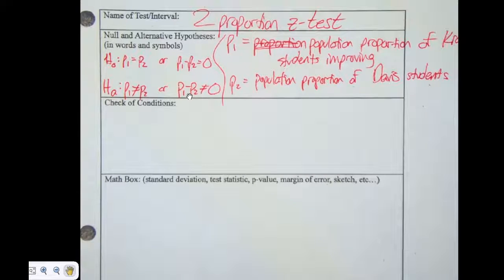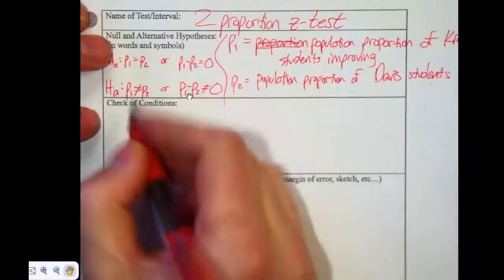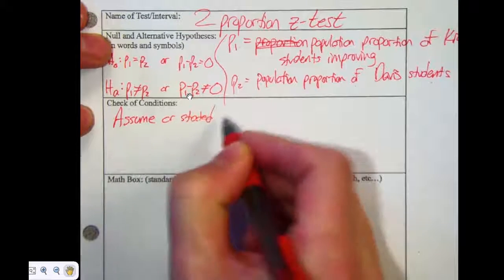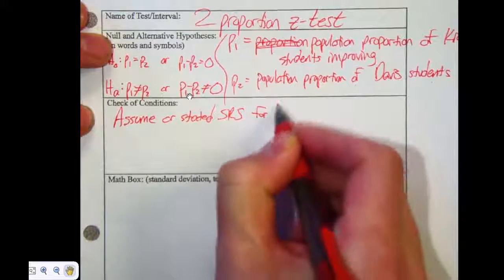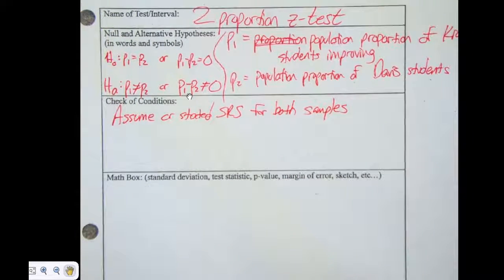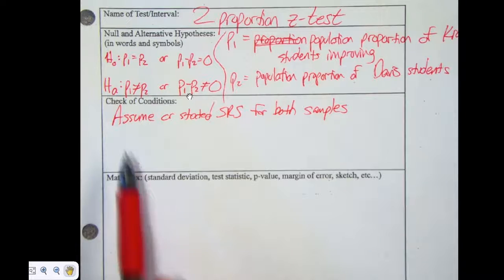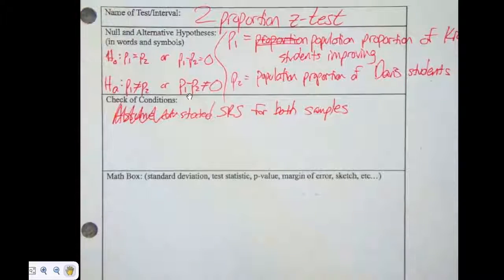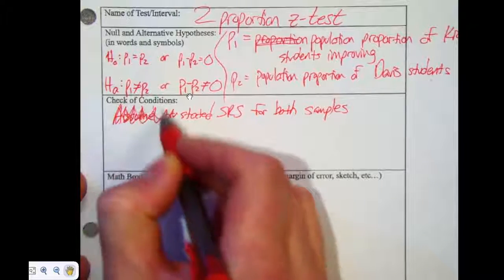So the conditions, what were the conditions for a regular z-test? Assume or stated SRS, and now you just say for both samples. Wait, I started doing like the template, didn't I? Did I state SRS? Okay, so stated SRS for both samples. What else for z-test?